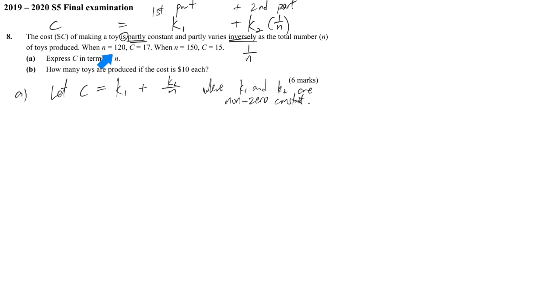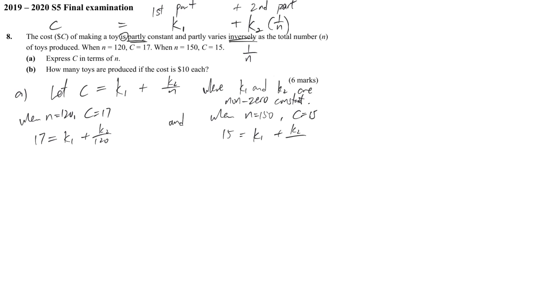Okay, after that, they give us two cases. The first case, when n is equal to 120, the cost is 17. So we have one equation: 17 equals k1 plus k2 divided by 120. And the second case, when n is equal to 150, then c will equal 15. So 15 is equal to k1 plus k2 divided by 150.